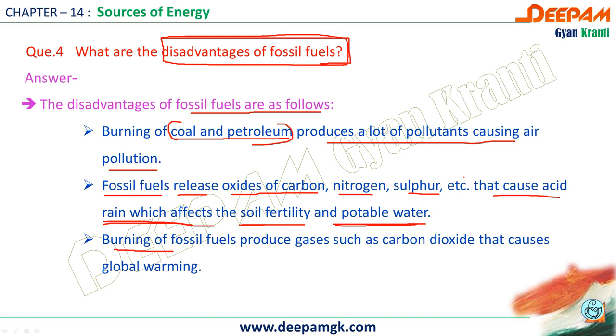Next, burning of fossil fuels produces gases such as carbon dioxide that causes global warming. Due to carbon dioxide, we will have to face a lot of global warming in future as well. Because of burning of fossil fuels, it produces lots of gases like carbon dioxide, and carbon dioxide is the main reason for global warming. And all these are the disadvantages of fossil fuels.